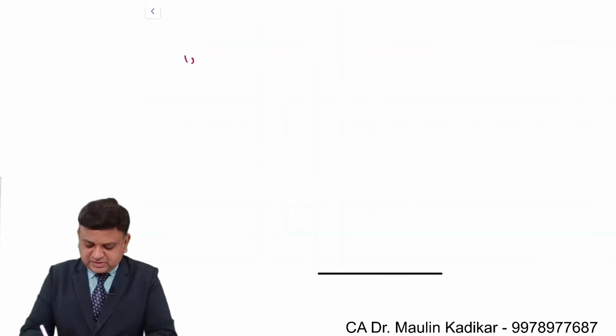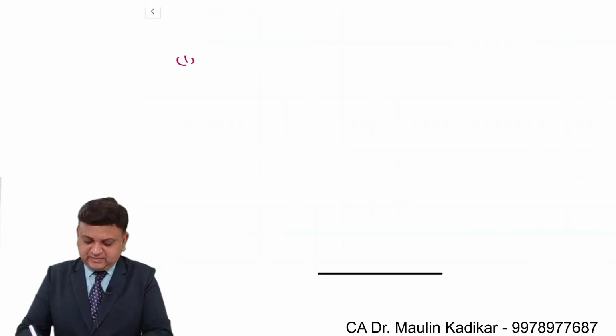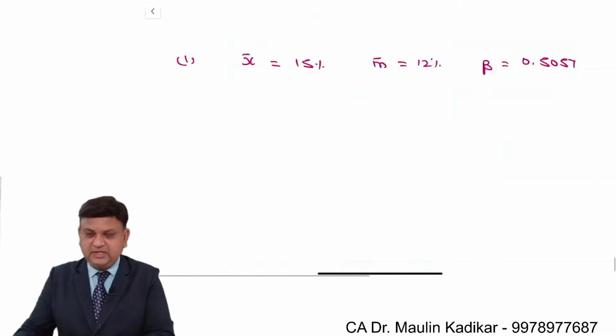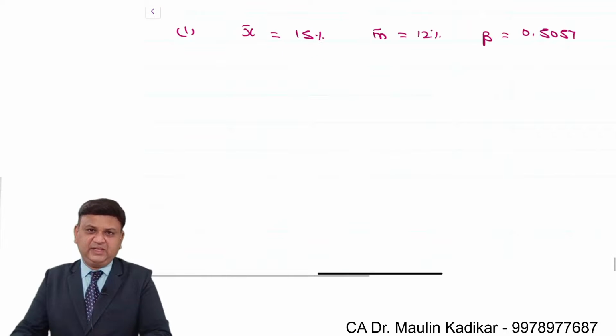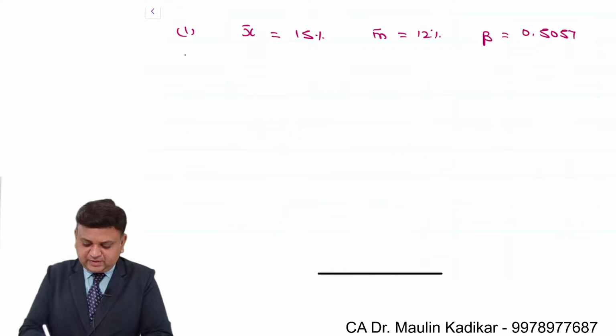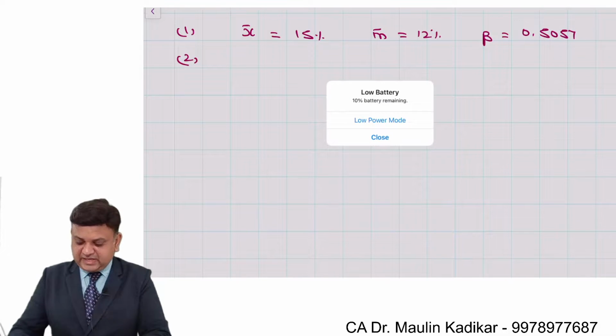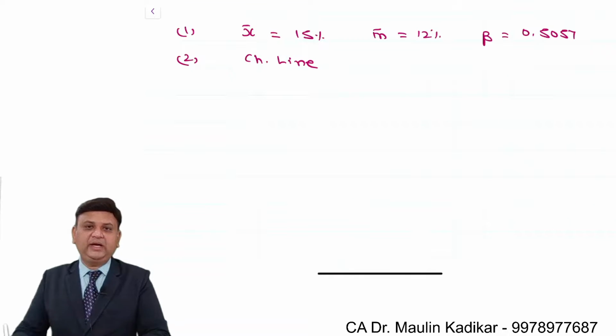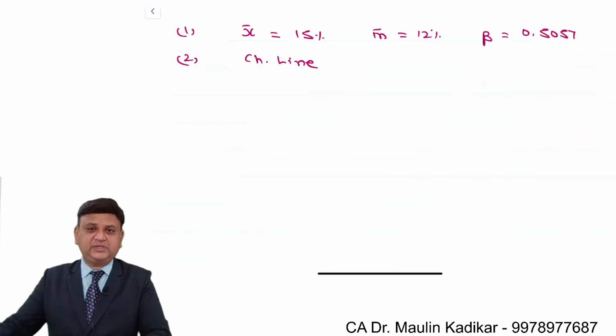In the first part of the question, we have calculated certain values that I am writing over here. That is X bar, the mean return, which is 15%, M bar, the market return, 12%, and beta, which is 0.5057. These three are the ready-made answers that we take, because they will be required for the second part of the question. In the second part, we are required to draw the characteristic line. How to draw it and how to form the equation, that is what we are going to understand.